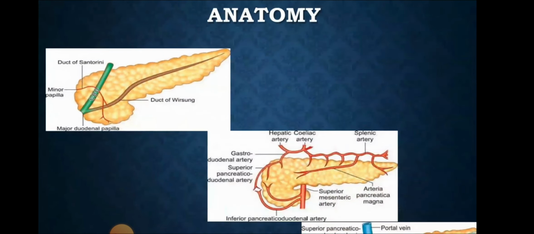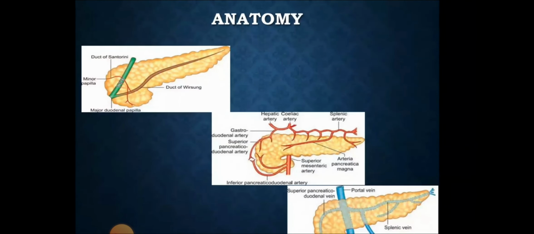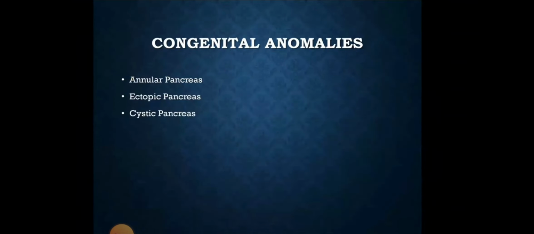Now first we will see the congenital anomalies. The main congenital anomalies associated with the pancreas are annular pancreas, ectopic pancreas, and cystic pancreas. First, we will see what annular pancreas is.